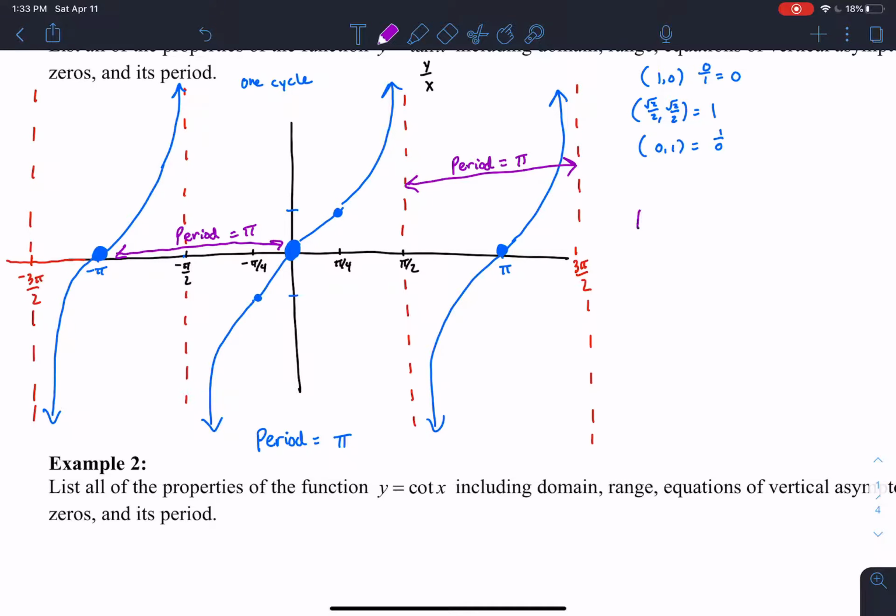So your domain is going to be x cannot be pi over 2 plus pi n. Okay, so every unit of pi after that. And then your range is just all real numbers.